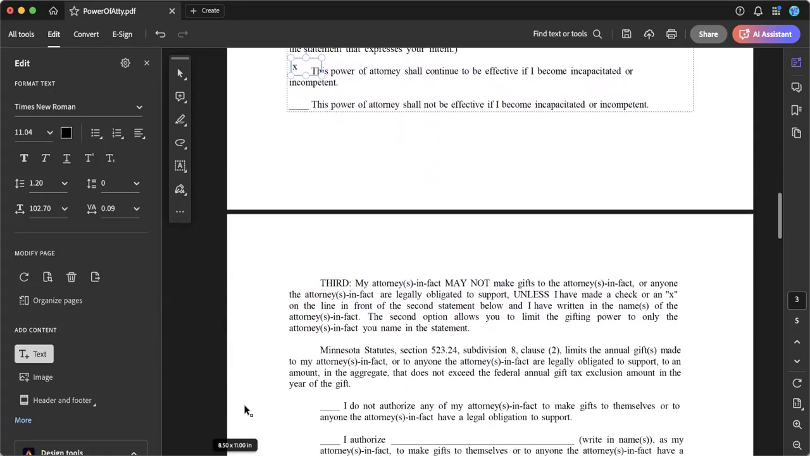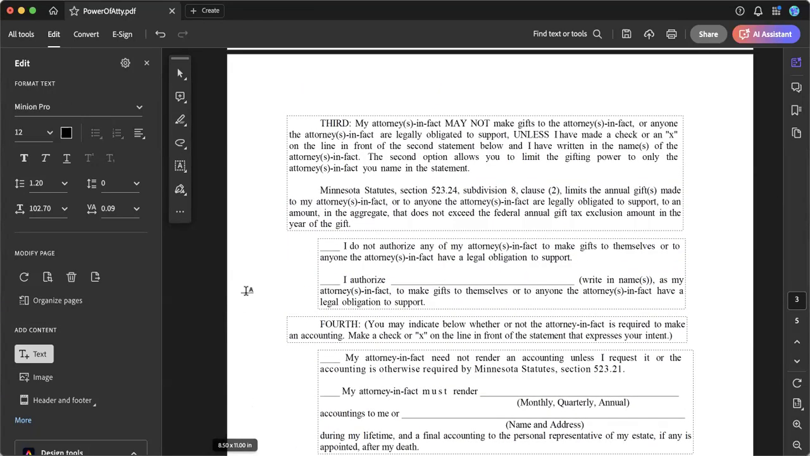Then I would have to decide if I authorize my attorney in fact to make a gift to themselves or anyone that they're legally obligated to support. I don't see any reason myself why my dad would need to make a gift to himself, but maybe I was engaged in some sort of lifetime gifting because I had adult children and I was giving them $1,000 every Christmas or something like that.